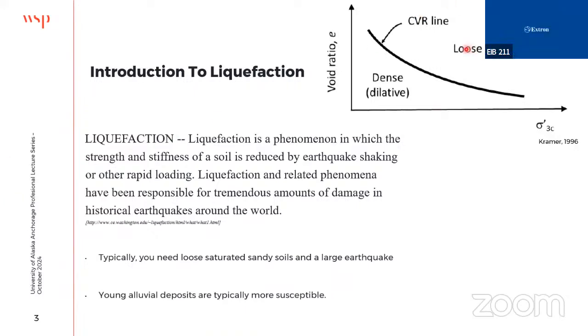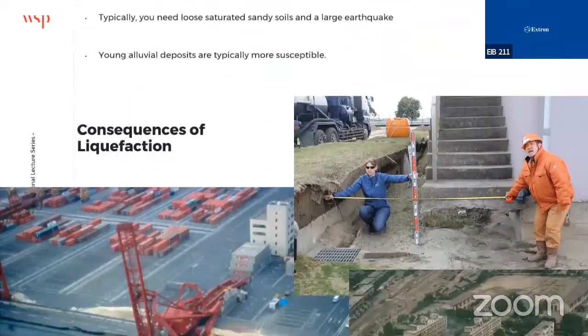Looking at a void ratio plot, you have your loose soils above your critical void ratio line and dense soils below. I don't have a lot of plots here, but we got a few of them, so bear with me. There's no quiz at the end. Well, we can make a quiz.